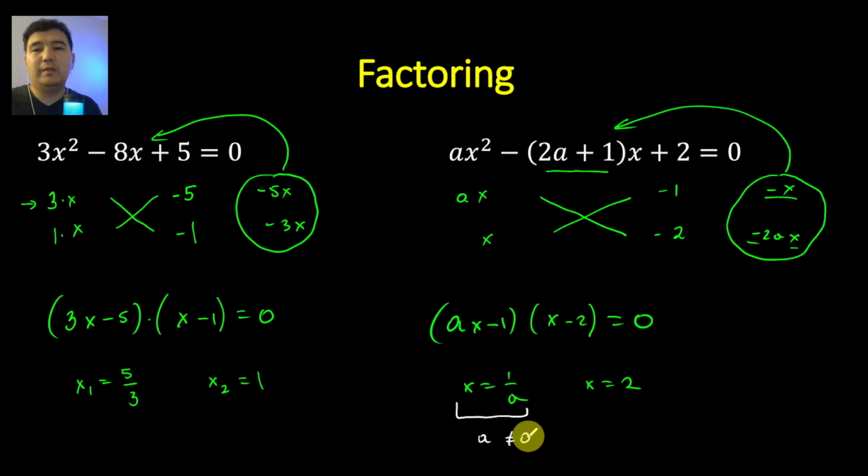If a was 0 here, this term would have been 0, and we would have just negative x plus 2. So if a was 0, this wouldn't have been a quadratic equation in the first place. That's a very simple note, and that's one thing to note here in this problem.